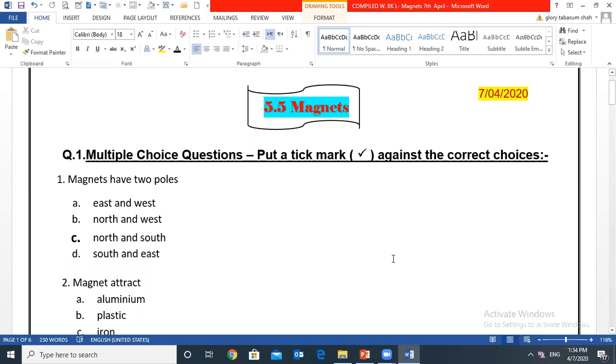Compile workbook. Lesson 5.5 magnets. Note down the date. Okay, let us start writing now.